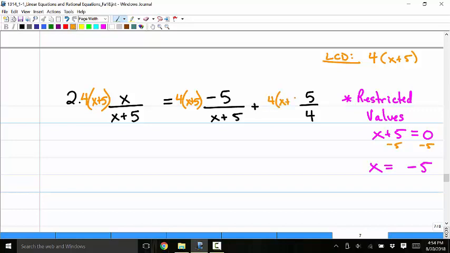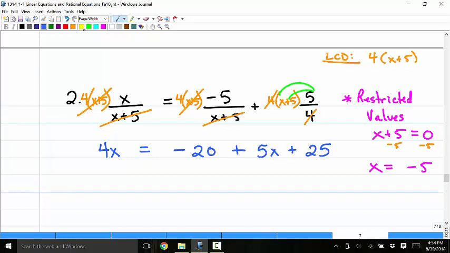The first term, x plus 5, is going to cancel. You're left with 4 times x equals. The second one, the x plus 5's cancel. You're left with 4 times negative 5, which is negative 20, plus the last term, the 4's cancel, and I'm going to go ahead and distribute that 5. 5 times x is 5x. 5 times 5 is plus 25. On the right hand side I have some like terms. Negative 20 plus 25 gives me 5 plus 5x is equal to 4x.